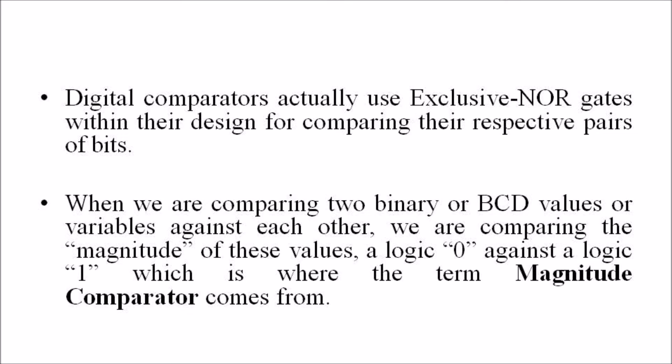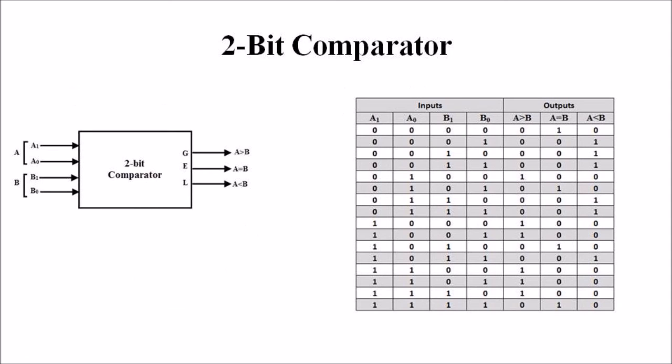When we are comparing two binary or BCD values or variables against each other, we are comparing the magnitude of these values, a logic 0 against a logic 1, which is where the term magnitude comparator comes from. So when it comes to a 2-bit comparator, a 2-bit comparator compares two binary numbers, each of 2 bits, and produces their relation such as one number is equal to, greater than, or less than the other.